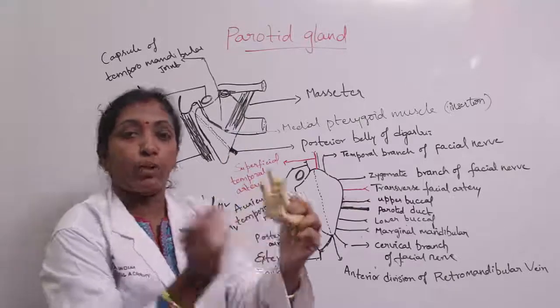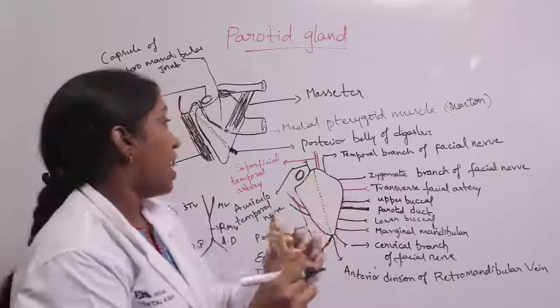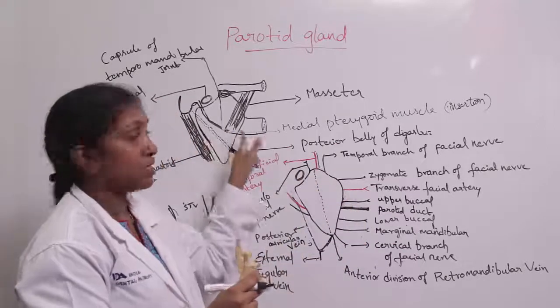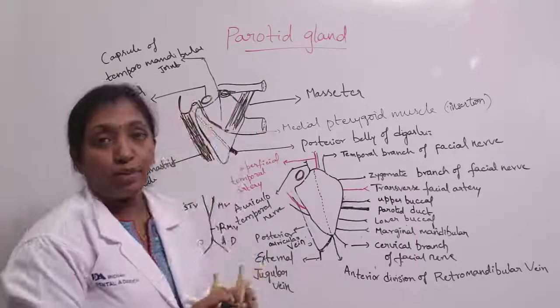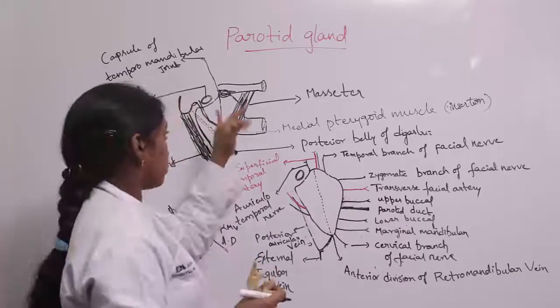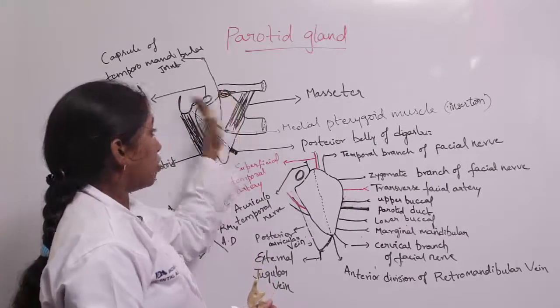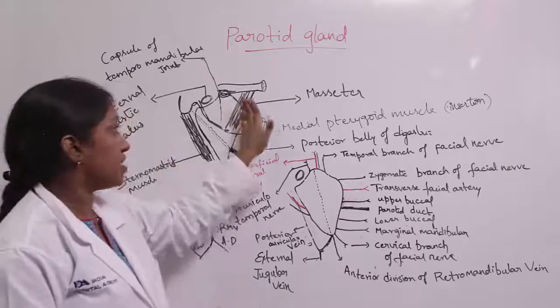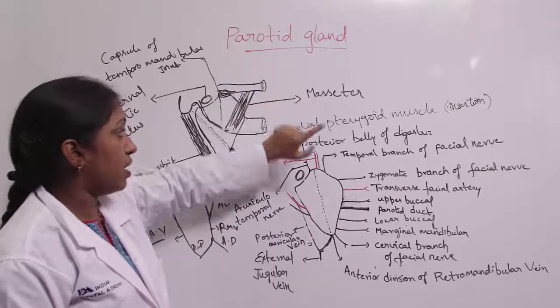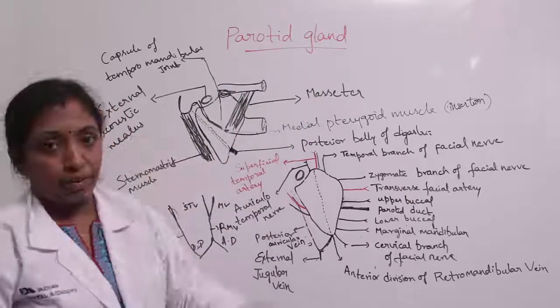So this is the angle of the mandible, and the medial pterygoid muscle is near its insertion, and also the temporomandibular joint. So the anteromedial surface is related to the masseter, medial pterygoid muscle, and temporomandibular joint.